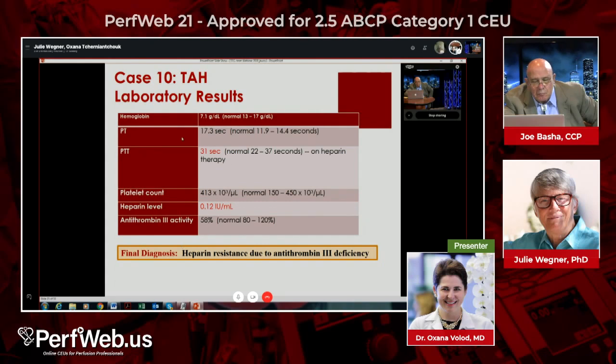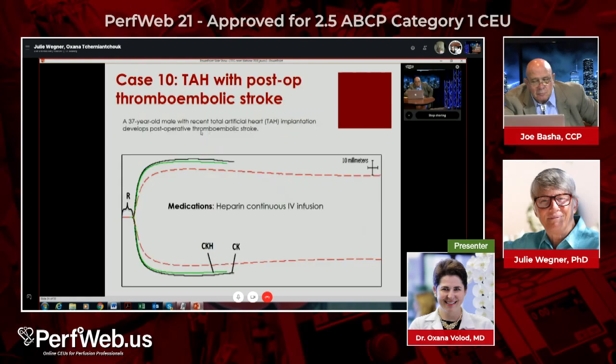So that's the reason why, to work up this particular patient, we did PTT, we did heparin level, and we measured antithrombin level. Normal level for antithrombin is between 80 to 120% in our laboratory. This particular patient had 58% antithrombin activity. So even though heparin was given, and you know, in MCS patients you don't start with a high dose of heparin, you start slow, the heparin was not effective. So this particular patient most likely had heparin resistance due to antithrombin III deficiency, and that particularly led to his thromboembolic stroke.